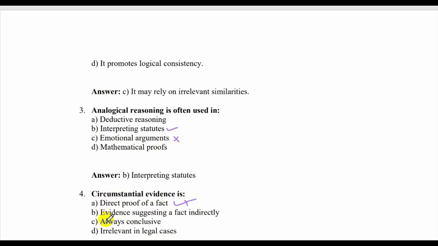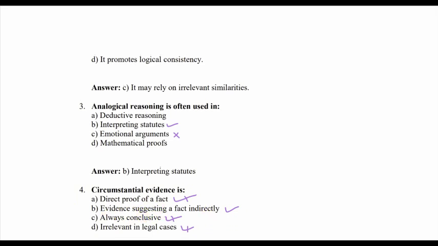Circumstantial evidence, what is it? Evidence suggesting a fact indirectly. Yes, this could be possible. Always conclusive? No, it is not conclusive. It is probabilistic. That is, inductive reasoning is probabilistic. Circumstantial evidence is not always conclusive. There is a probability that it may be false. Irrelevant in legal cases? You cannot say that it is irrelevant in legal cases. It is relevant in legal cases. So, what is the definition of circumstantial evidence? It is evidence suggesting a fact indirectly.